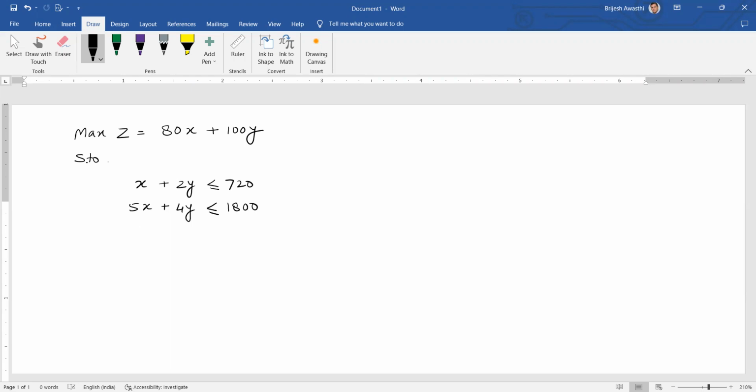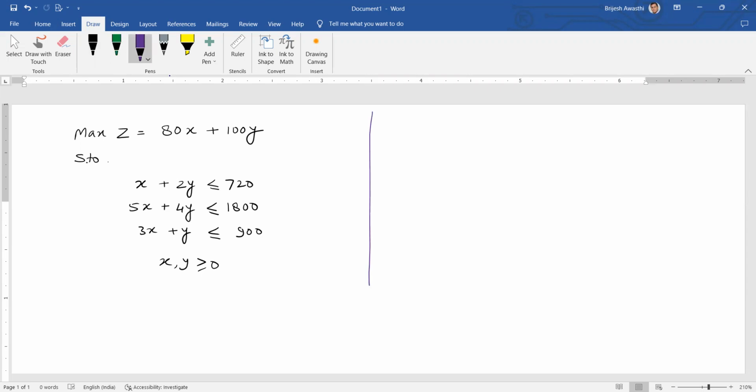3x plus y less than or equal to 900, where x, y greater than or equal to 0. So first of all, what we will do, we are going to convert inequality to equality, right? So how will we convert it?